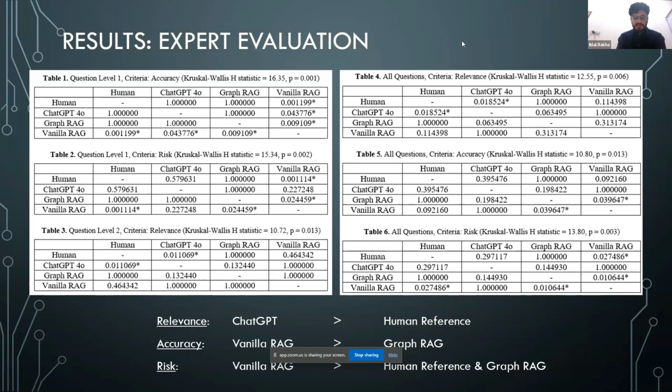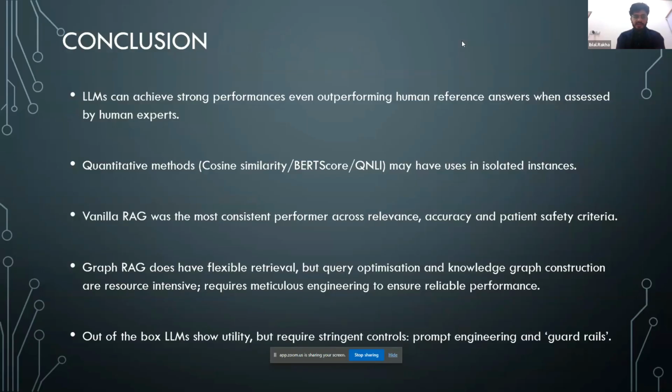And for risk, so the risk to patient safety, interestingly enough, vanilla RAG, i.e. cosine similarity RAG, outperformed human references and graph RAG. So to conclude, large language models actually can achieve strong performance and even outperform expert humans when evaluated by pharmacy professionals. Even out-of-the-box models have a strong performance.